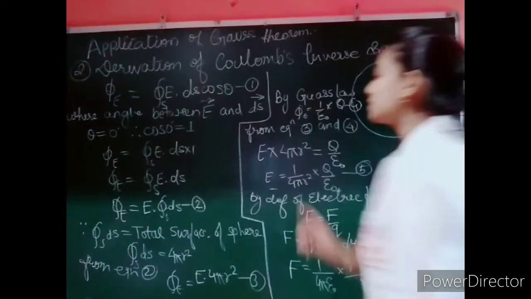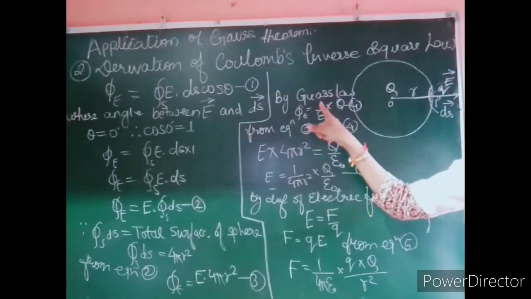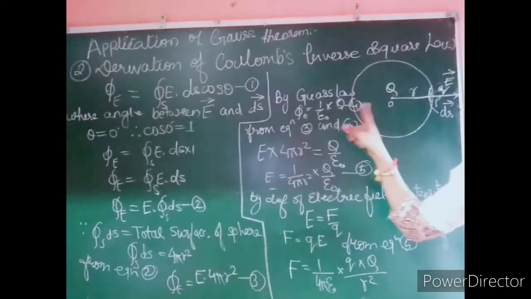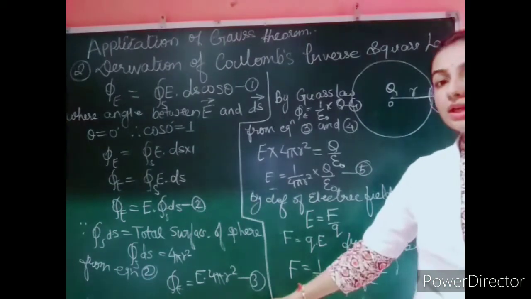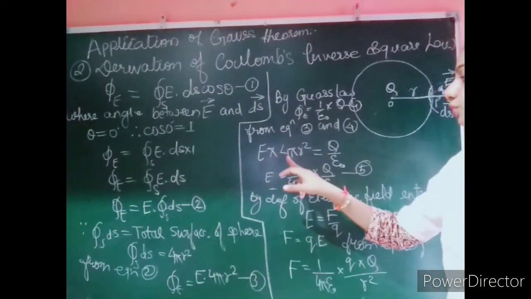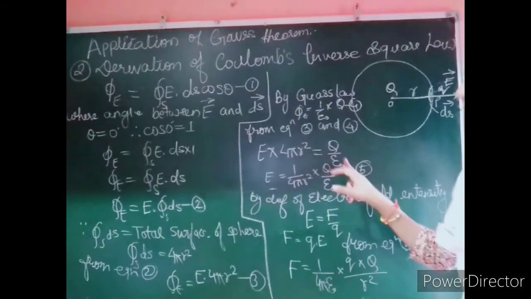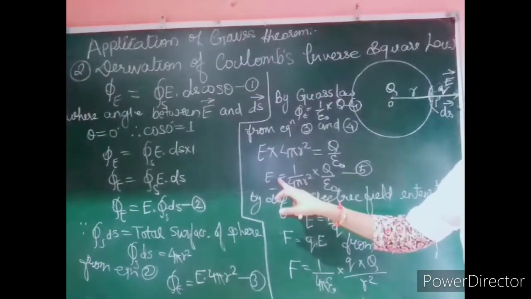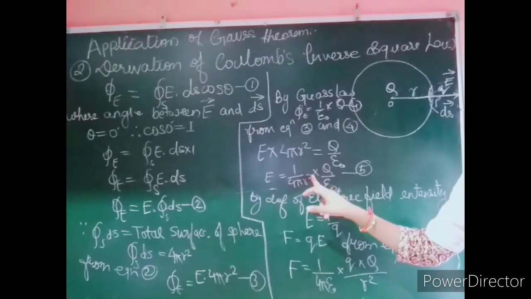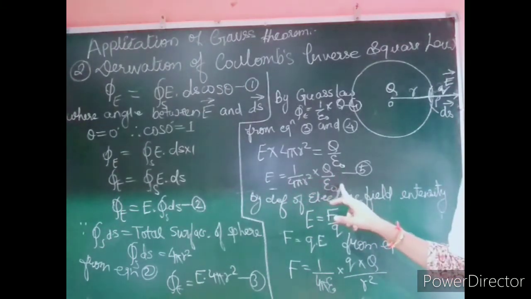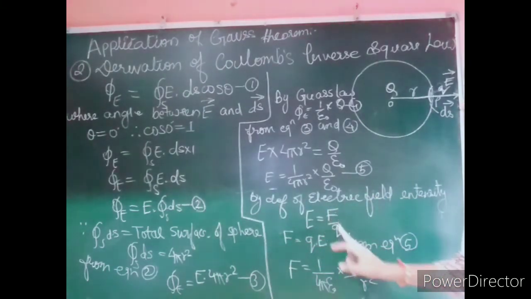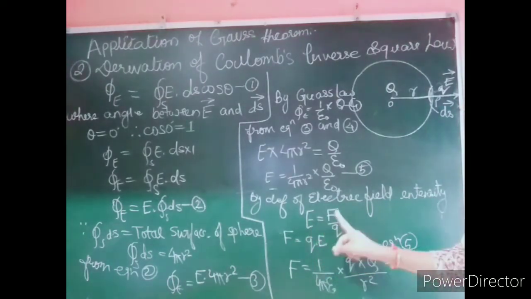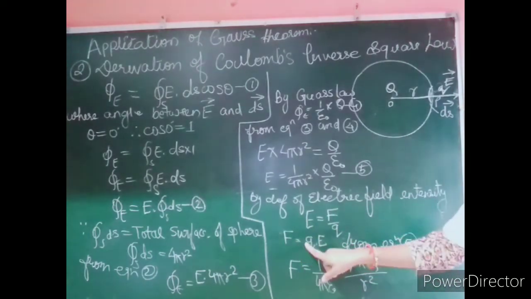Now by Gauss theorem phi E is equal to 1 upon epsilon 0 into q, that is equation number 4. From equations 3 and 4 we get E into 4 pi r square is equal to q upon epsilon 0. Now E is equal to 1 upon 4 pi r square into q upon epsilon 0, that is our 5th equation. Now by definition of electric field intensity, E is equal to F upon Q, and F is equal to Q into E.